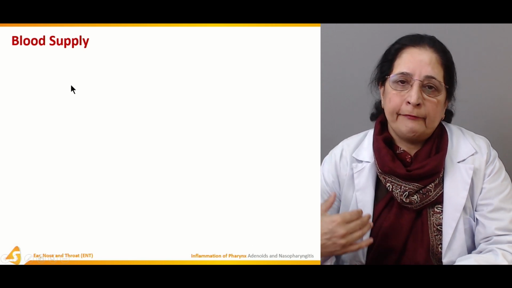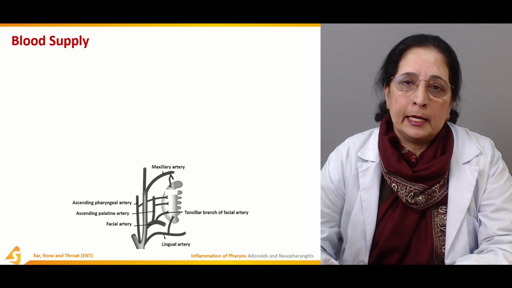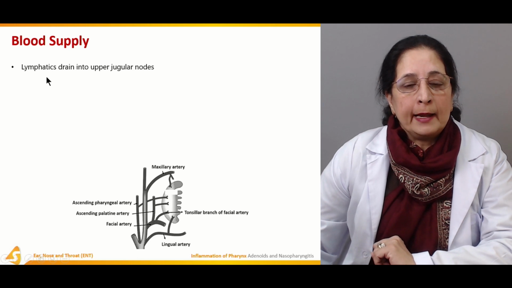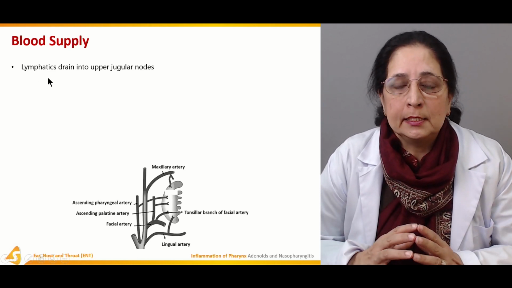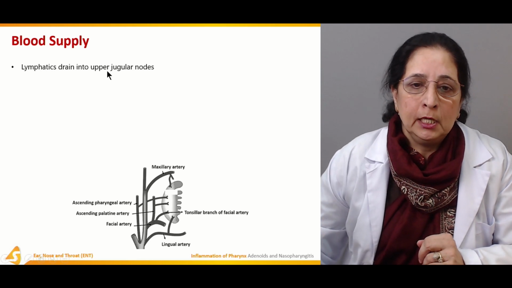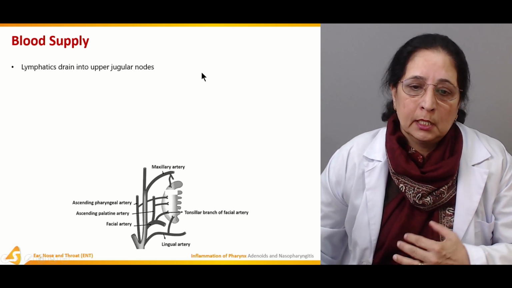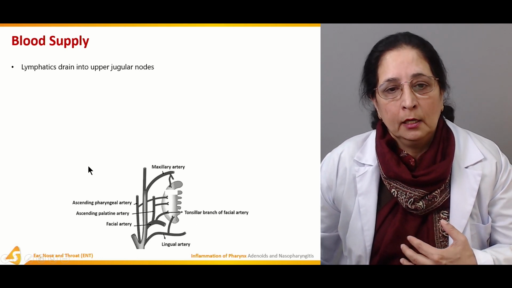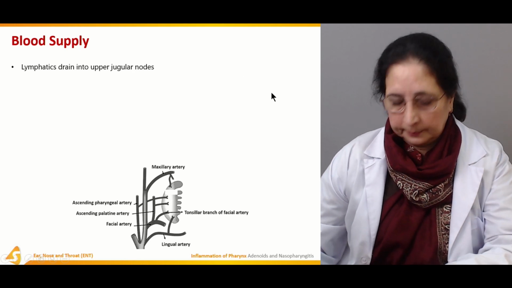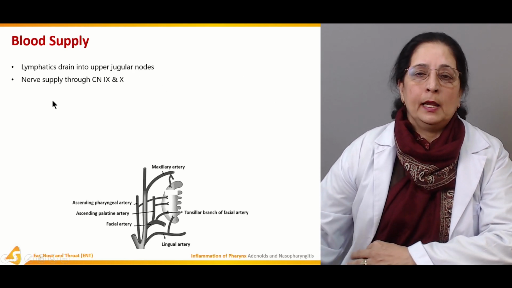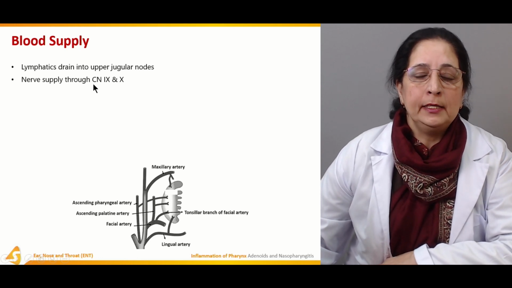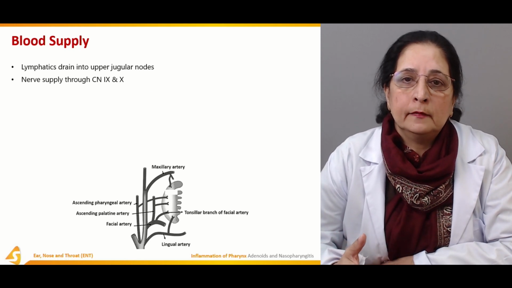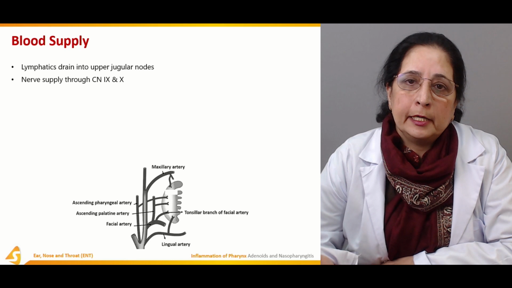Now the blood supply, lymphatic drainage, and also nerve supply of the adenoids. So let's talk about that. The lymphatics of the adenoids drain into the upper jugular nodes. The nerve supply of the adenoids is through cranial nerves 9 and 10. So the ninth and 10th cranial nerves supply the adenoids.